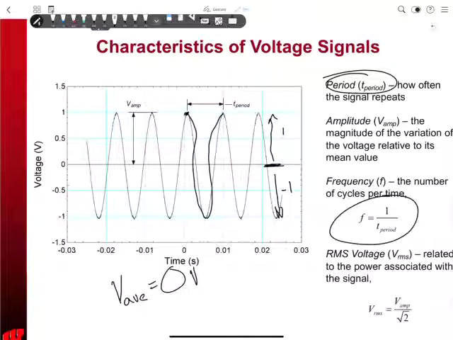So what we do is we square everything, then we take the average, and then we square root it again. And then we call that a root mean squared voltage. So that stands for root mean square. We square it, we take the average, and we take the square root. So it's the square root of the mean of the squared voltage. And for a sine wave, it works out to be the amplitude divided by the square root of 2, and that gives you our RMS voltage.